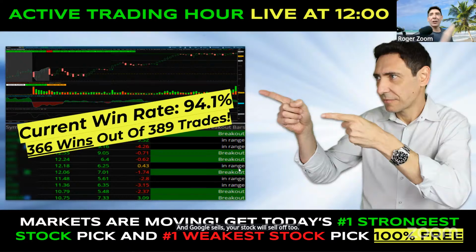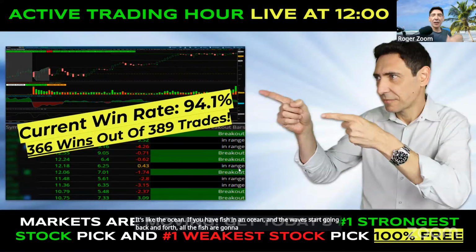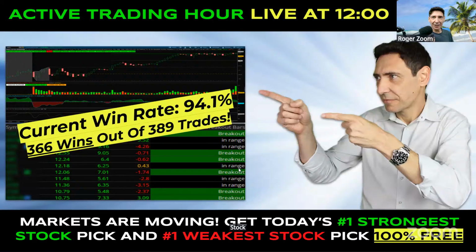They're all part of the same ocean. You understand? It's like the ocean. If you have fish in an ocean and the waves start going back and forth, all the fish are going to get stressed out. If the water's calm, all the fish are going to be calm. Stocks are exactly the same way. They are part of that ecosystem. They're not separate. They're not on their own.